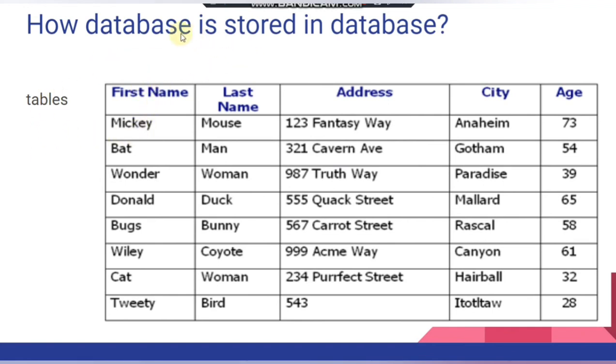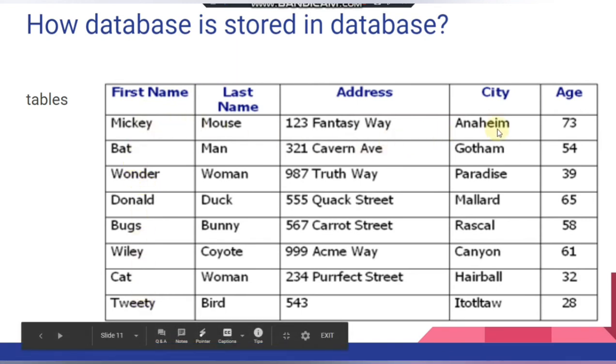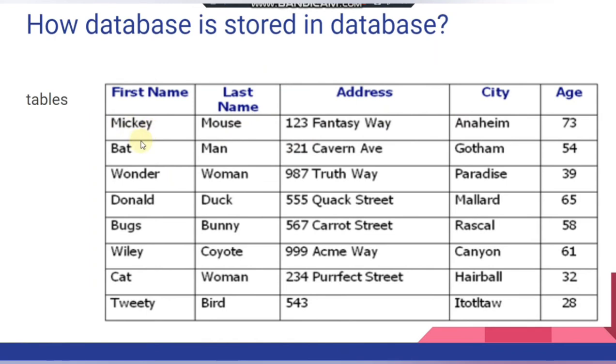It is a table here: first name, last name, address, city, and age. It is organized, and this is called a column and this is called a row. For example, Mickey: Mickey is the first name, Mouse is the last name, address is 123 Fantasy Way, city is Anaheim, and age is 73. This data is saved in an organized way because it is really very easy to find Mickey in this database.